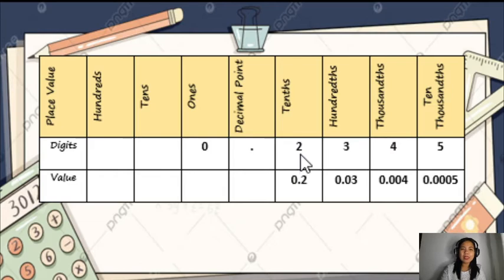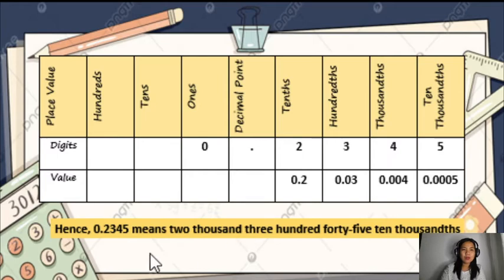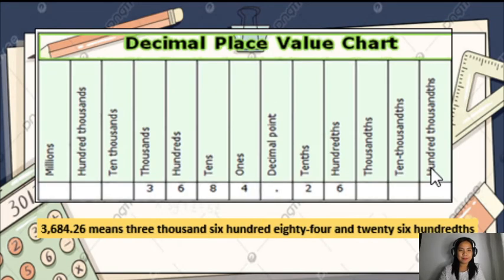So 2 is in the tenths place. So the value of 2 is 2 tenths. 3 is in the hundredths place. Ang value niya is 3 hundredths. 4 is in the thousandths place. So that is 4 thousandths. 5 is in the 10,000ths place. So that is 5 10,000ths. So this is 2,345 and thousandths. So we have here another place value chart.